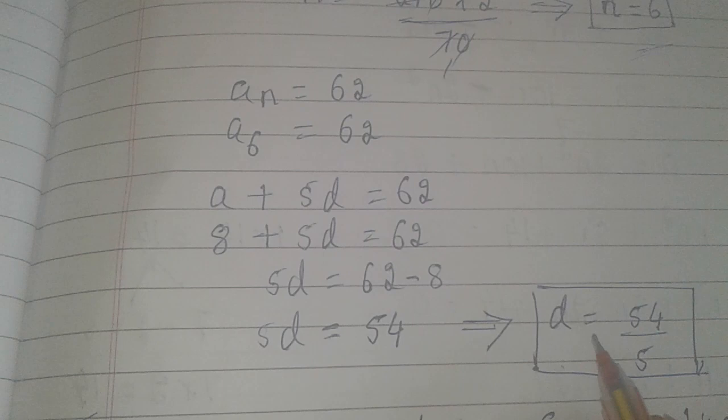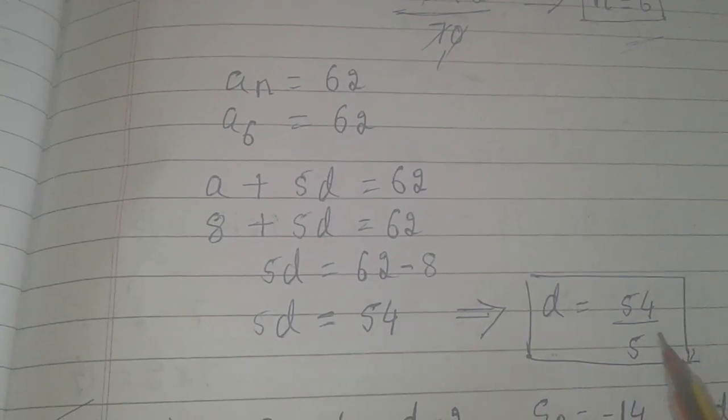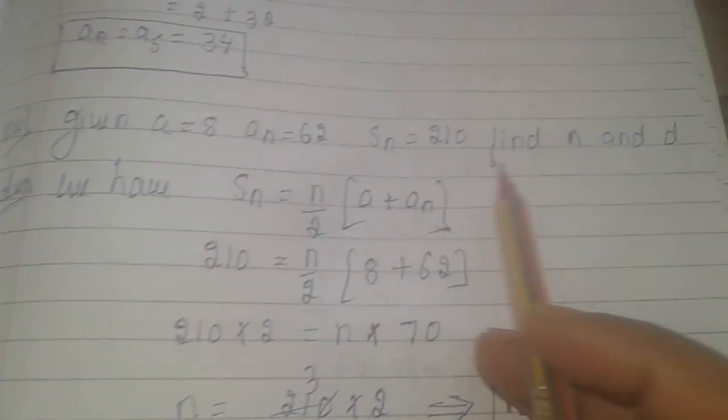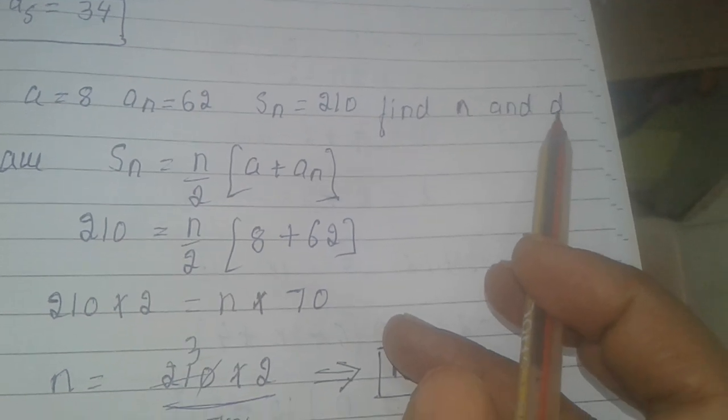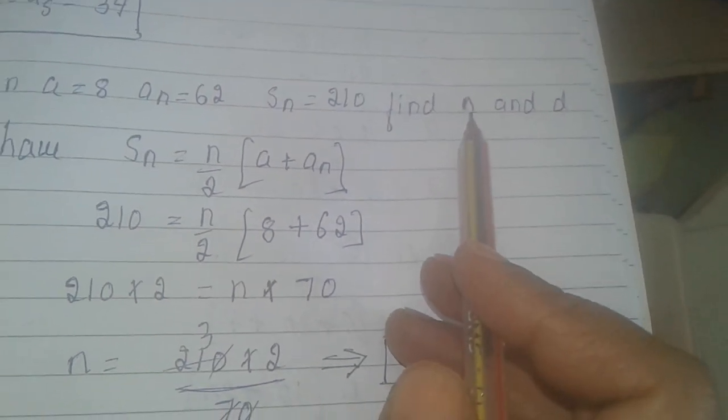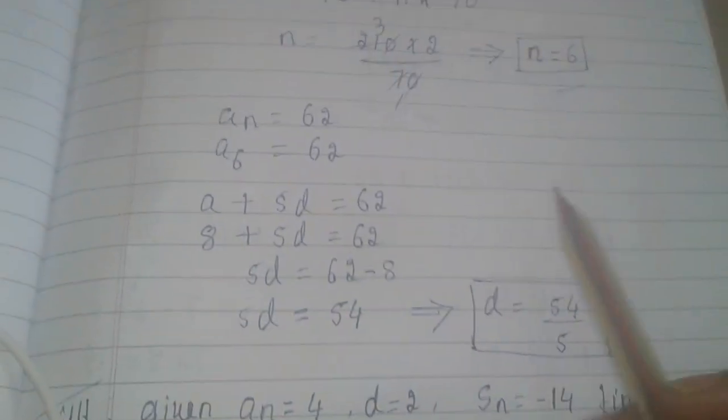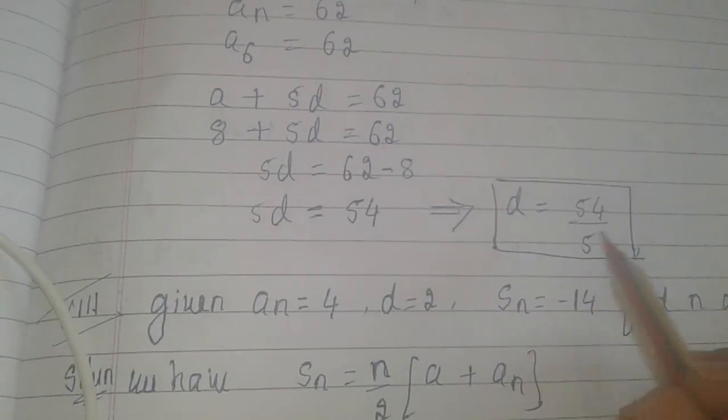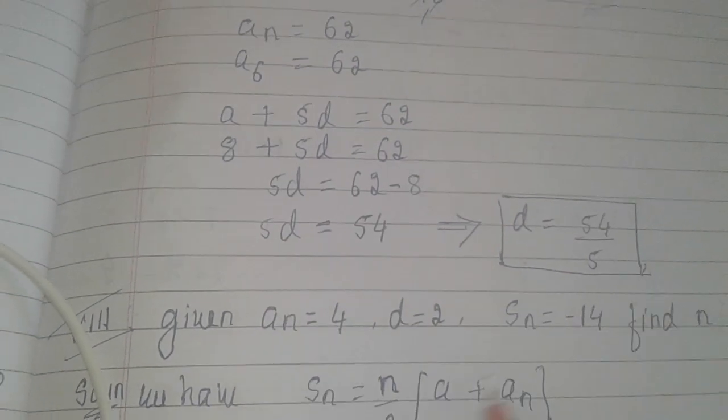So what is the common difference you got? d equals 54 by 5. I needed to find n and d, and both are done. n is 6 and the common difference is 54 by 5.